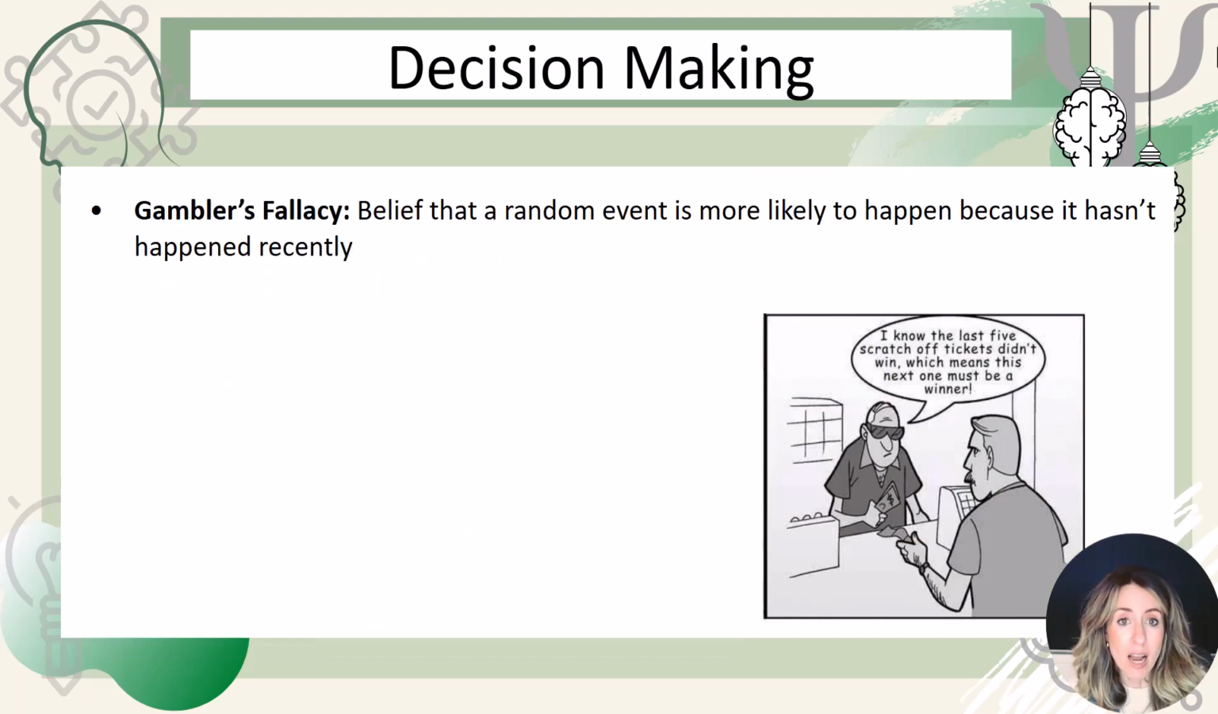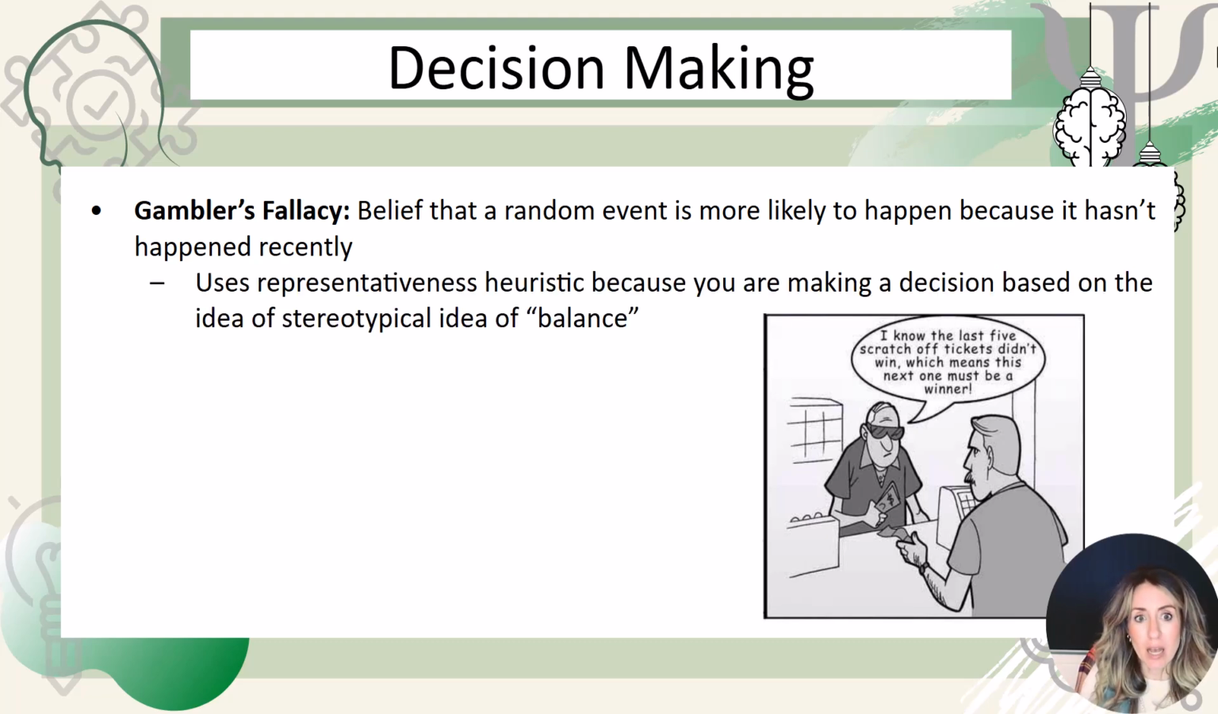All right, the next kind of bias that we have is something called the gambler's fallacy. This is the belief that a random event is more likely to happen because it hasn't happened recently. It's kind of a subset of the representative heuristic, because ultimately you're trying to make your choices seem balanced, right? It seems like when things are chance, when they're 50-50, like heads or tails, you should have an equal amount of heads or tails, and that would be balanced and 50-50.